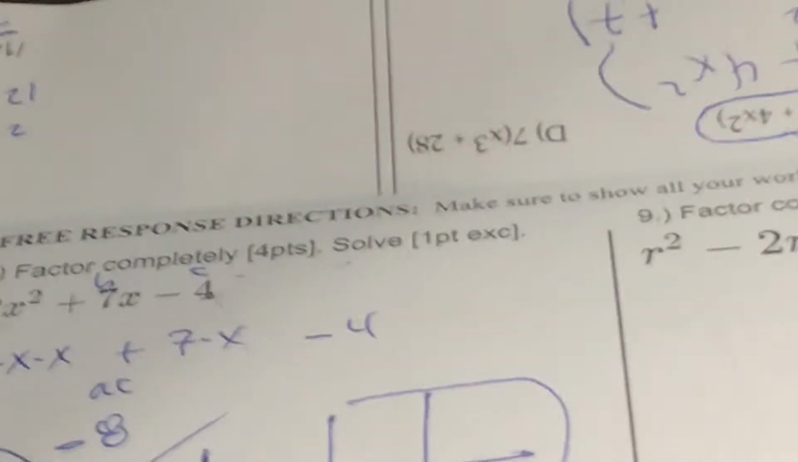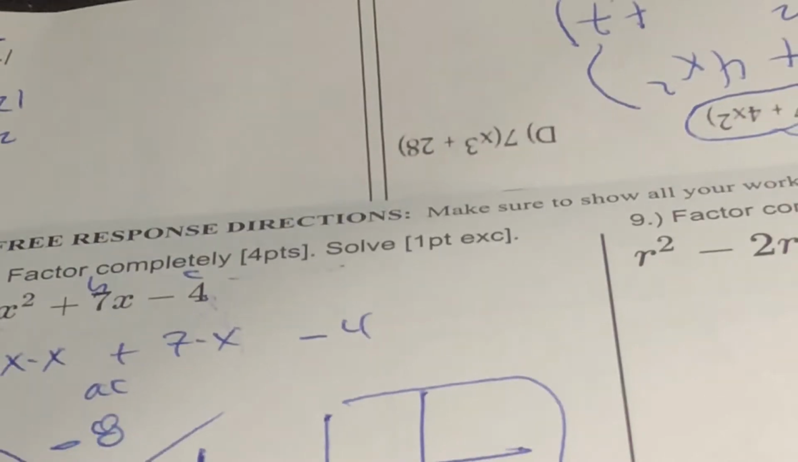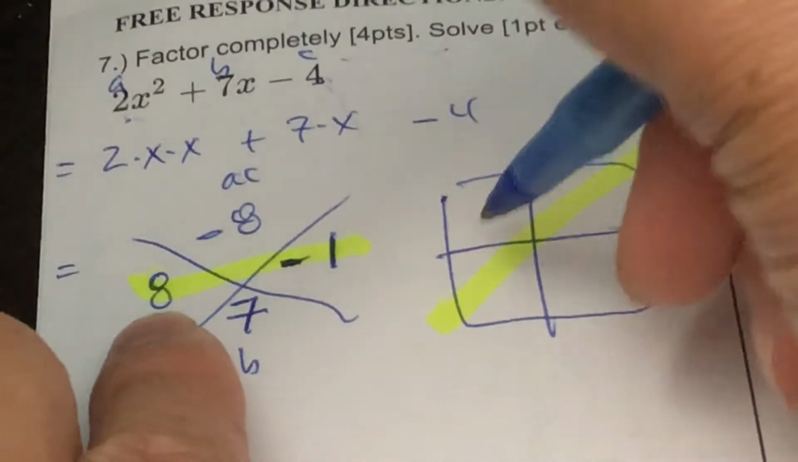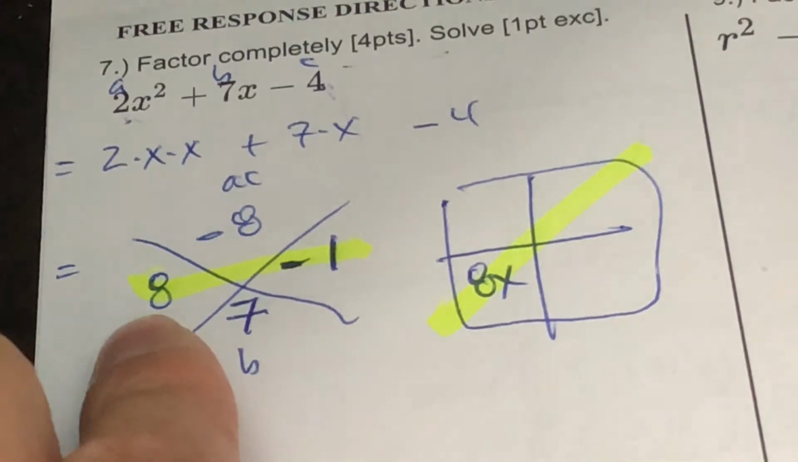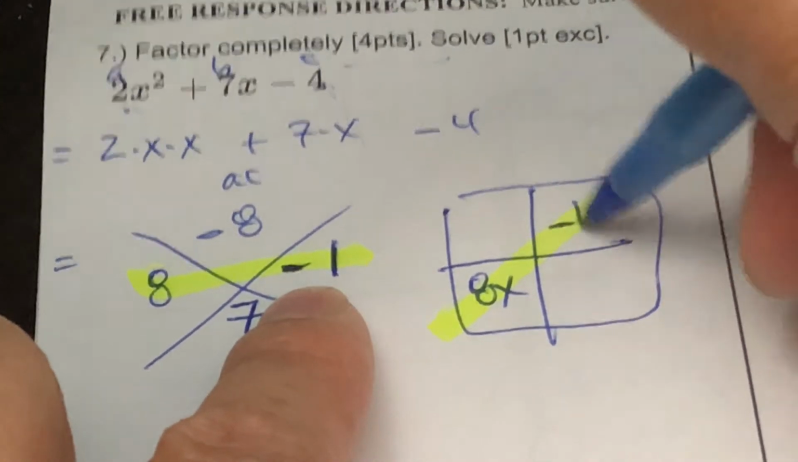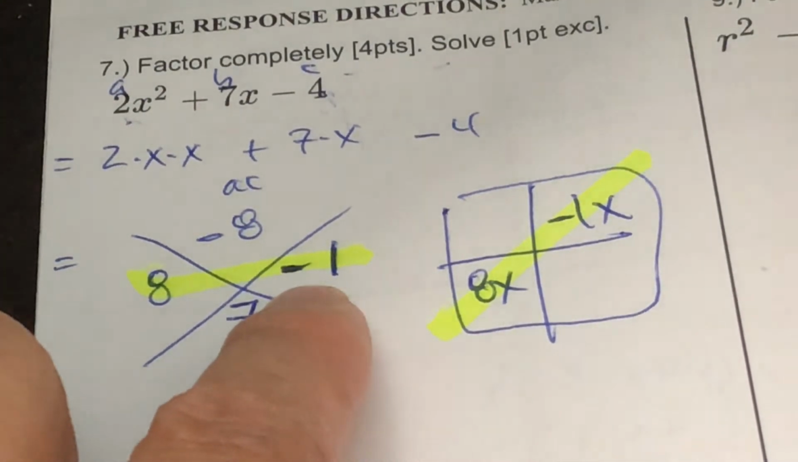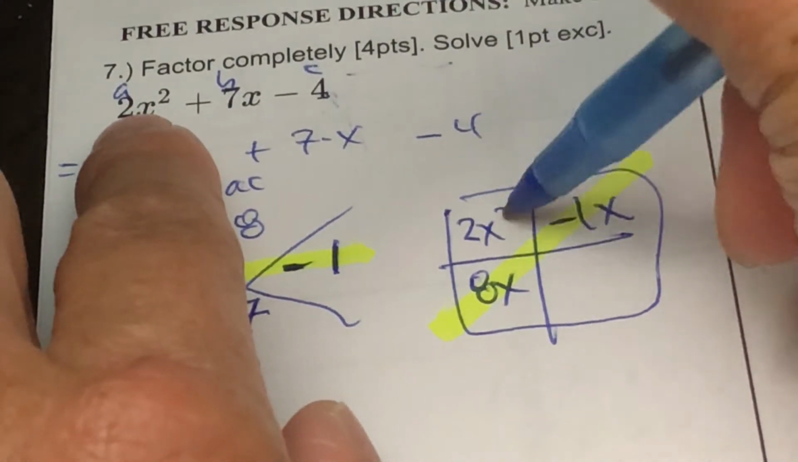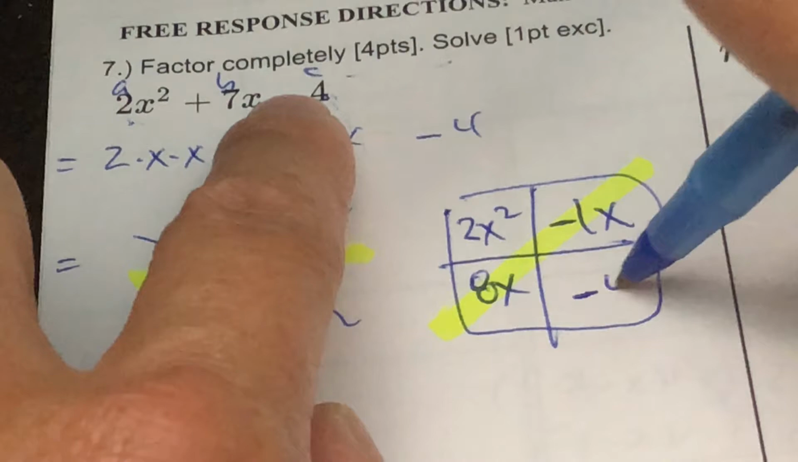So then, these two values that you're putting here are always going to go in those two boxes. So I'm going to write 8 and add an x, and then negative 1 and an x. And then the first term always goes in the top left, last term always goes in the bottom right, and then we just factor.